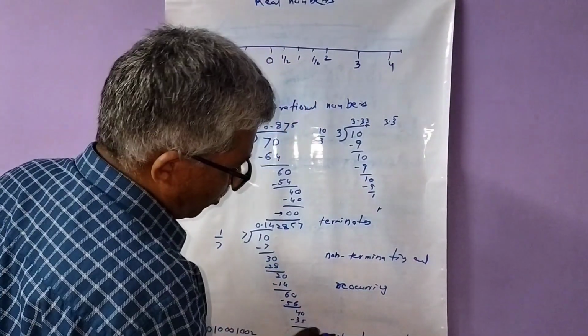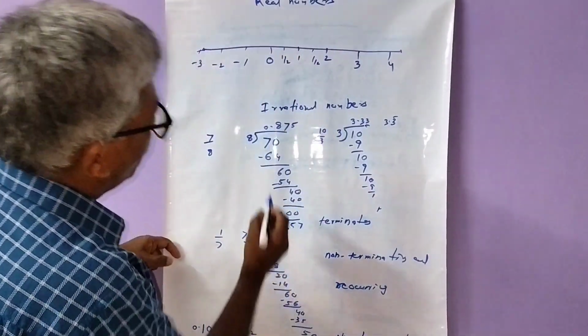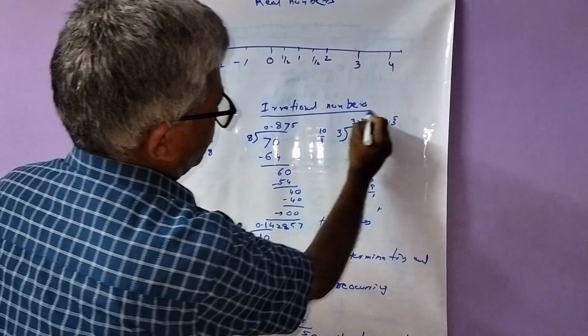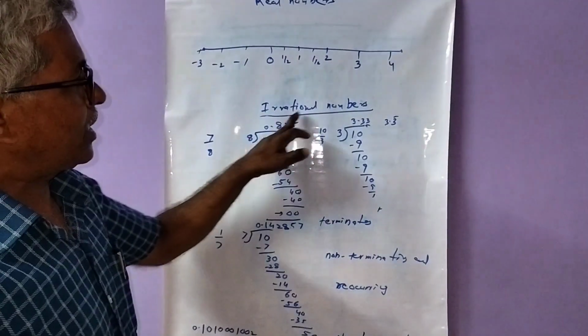The numbers which cannot be represented by the p upon q form, whose decimal forms are non-terminating and non-recurring, are called irrational numbers. So we got the definition. What are irrational numbers?